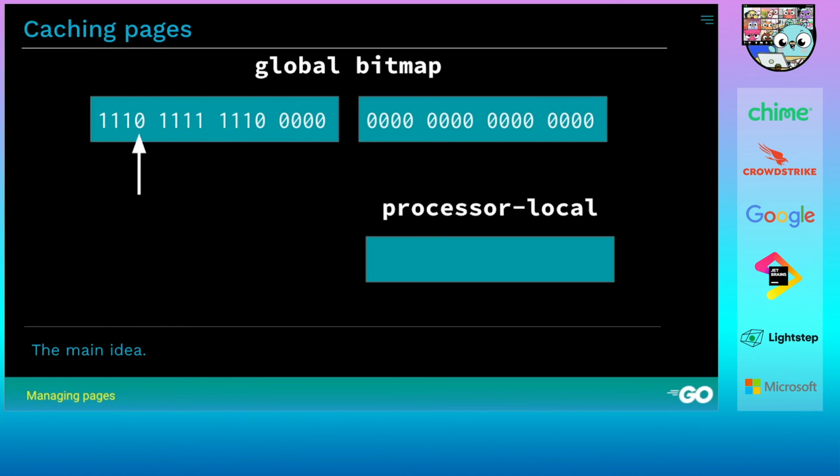We have some global bitmap, in this particular example with 32 bits and thus 32 pages, and we want to cache some pages. The processor local bitmap is smaller by design and is empty when it has no free pages. So we always take from the chunk where the white arrow is, and we want to move this into the processor local cache. And we do it like that.